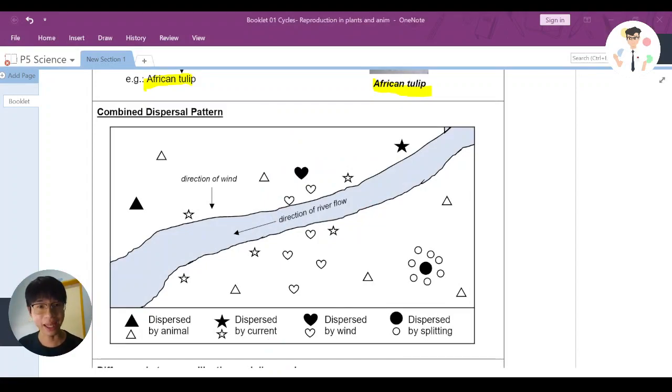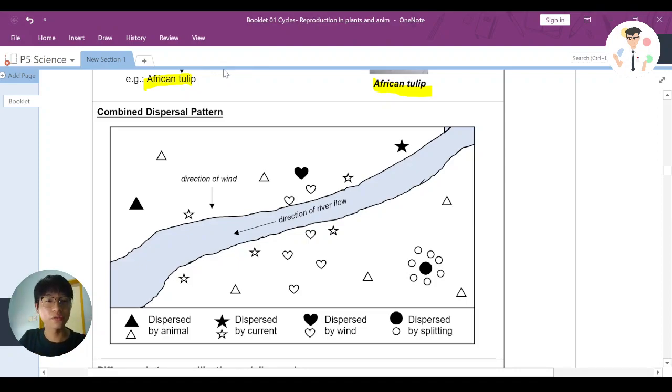And now I want to end this topic with this combined dispersal pattern. So I think we learn this, we actually go through each of these dispersal methods with its dispersal pattern, but it is always very common to see questions asked by combining all of this. And when it combines, it will be slightly tricky, okay? Because it's kind of a lot of information here. So I just want to go through it very quickly so that you can see what is happening here.